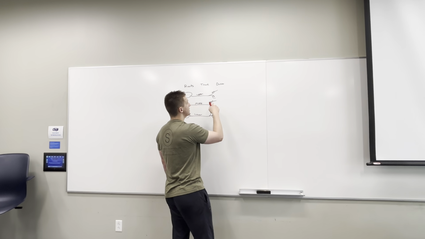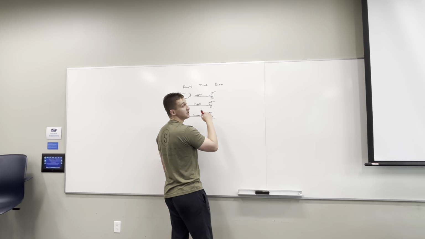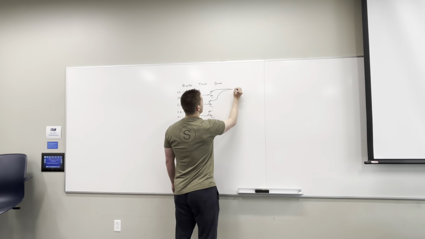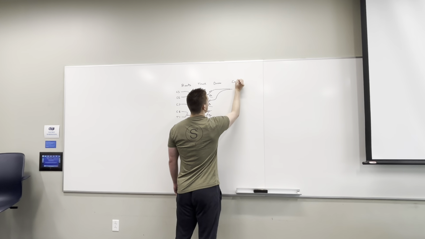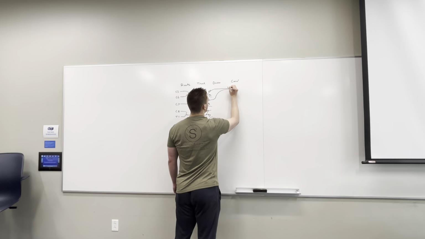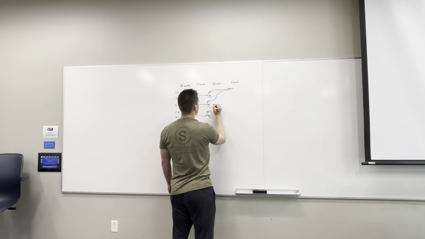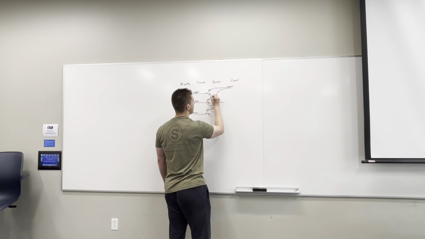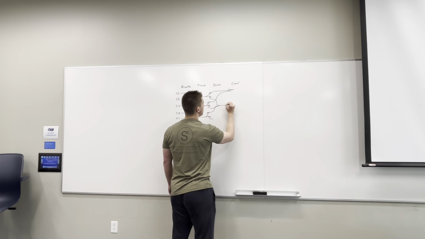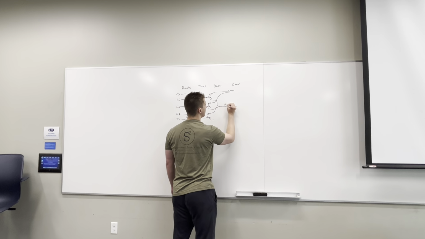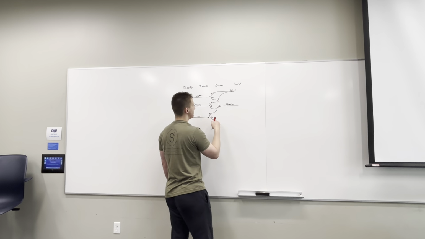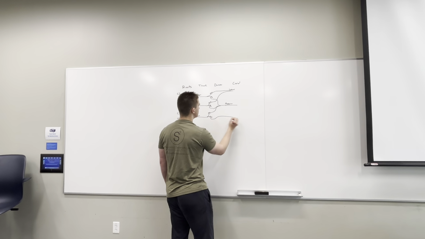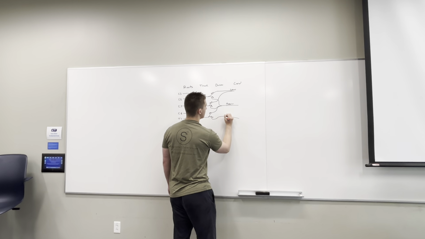Okay, the anterior divisions come together to form the lateral cord. The posterior divisions come together to form the posterior cord. And then lastly, this anterior division stands alone to form the medial cord.